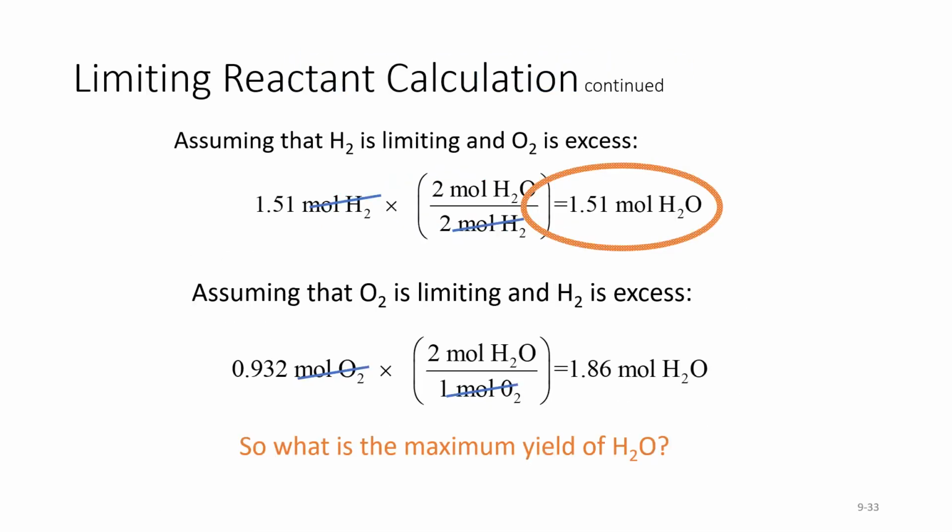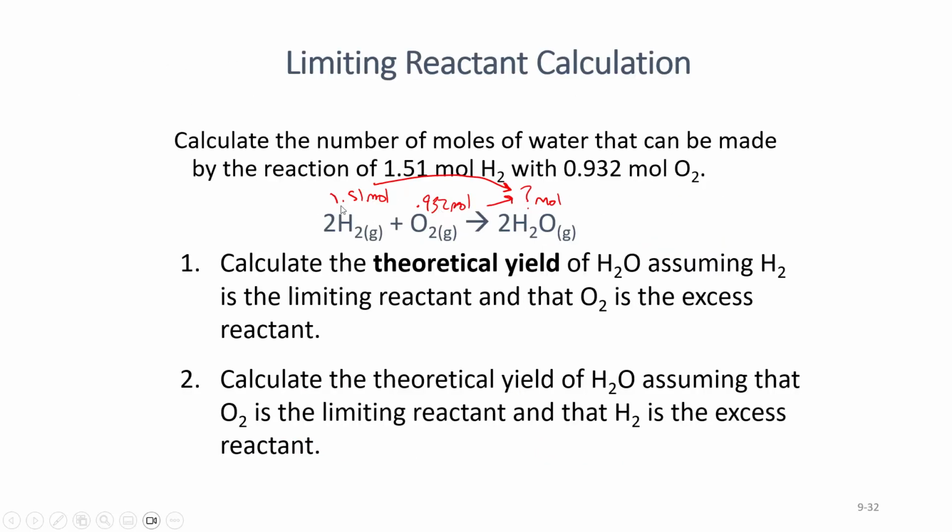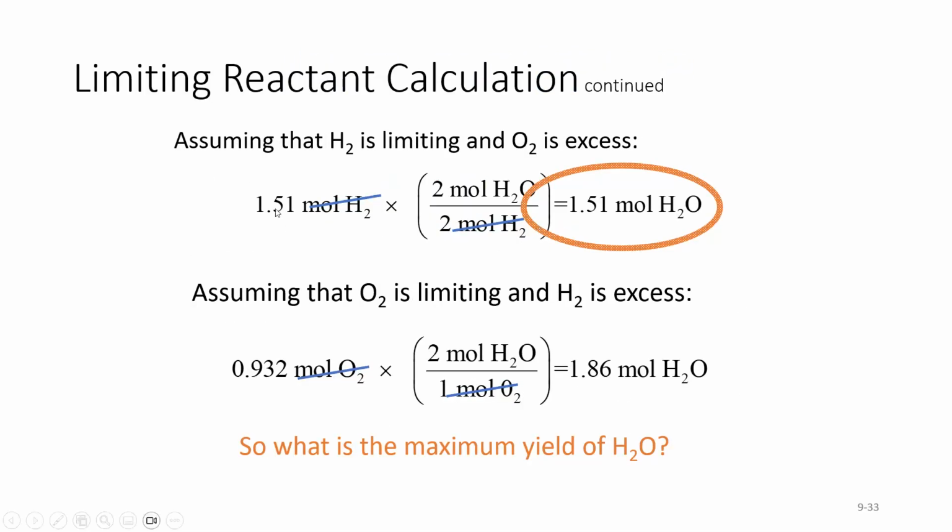So doing this example, 1.51 moles of H2, we have moles of H2 on the bottom, we're converting to moles of H2O. These coefficients come directly from our equation, so there's a 2 in front of the H2, there's a 2 in front of the H2O. So when we multiply and divide, we get the same 1.51 moles.